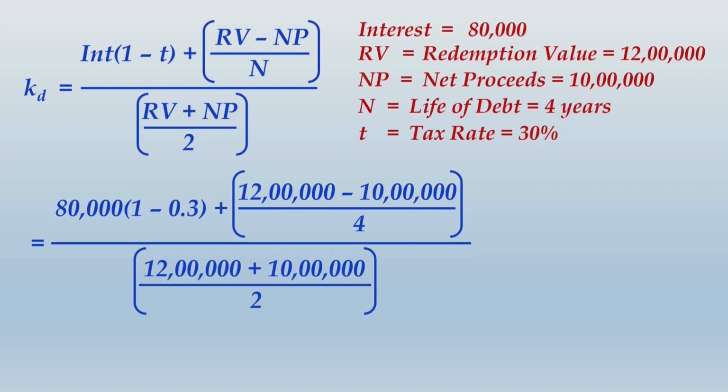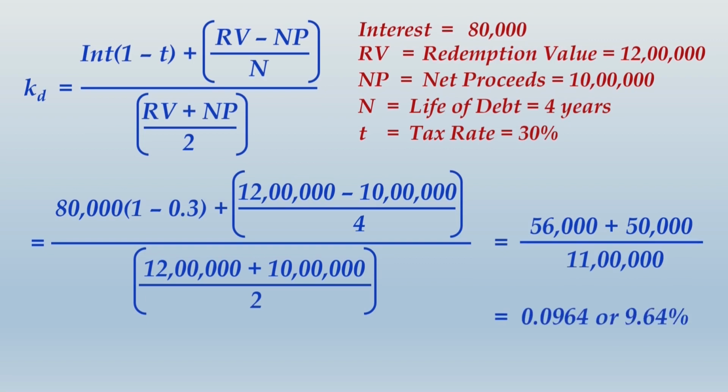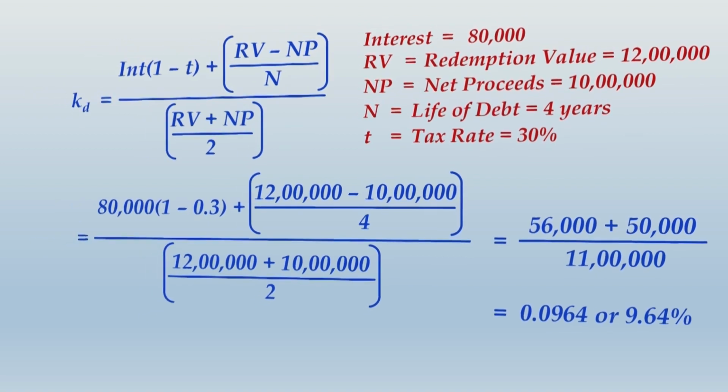In the denominator, you are taking simple average of redeemable value and net proceeds. So that will be 12 lakhs plus 10 lakhs divided by 2. So that would be 11 lakhs. So 56,000 plus 50,000 divided by 11 lakhs. What you get is 0.0964, and when you mention it as a percentage, it will be 9.64%. We are going to deal with the better version of the formula also, the right version. Let us move ahead and take the other version of the formula.